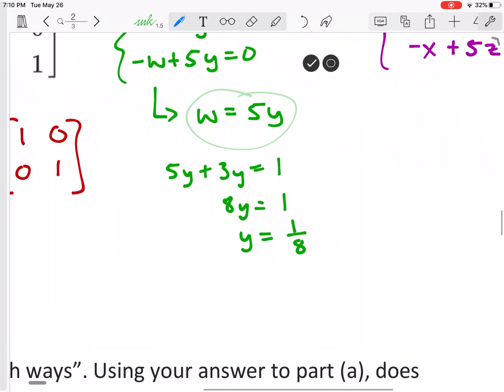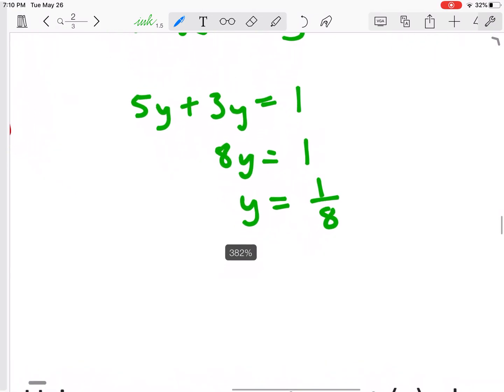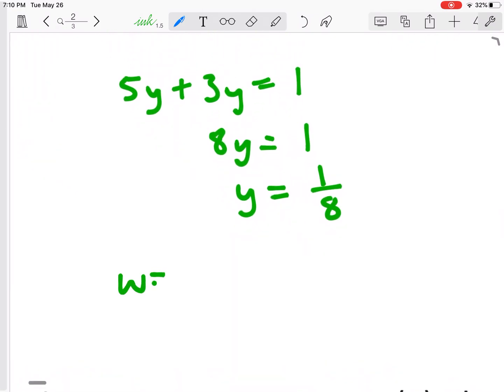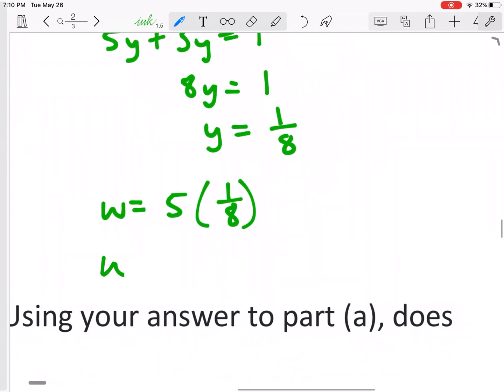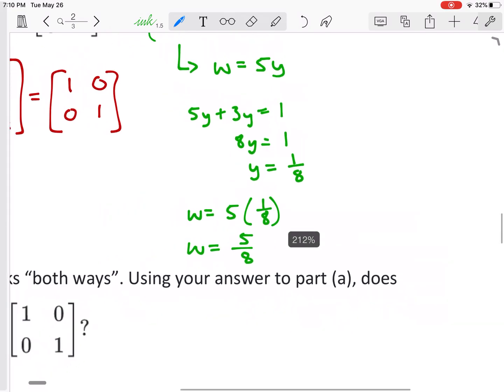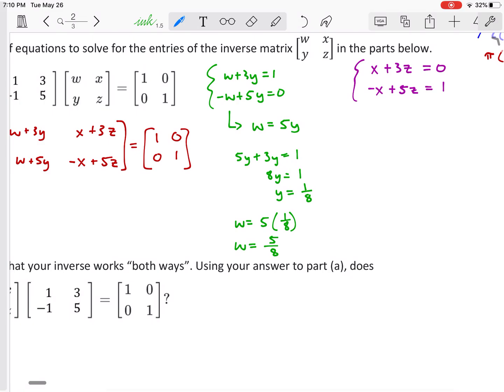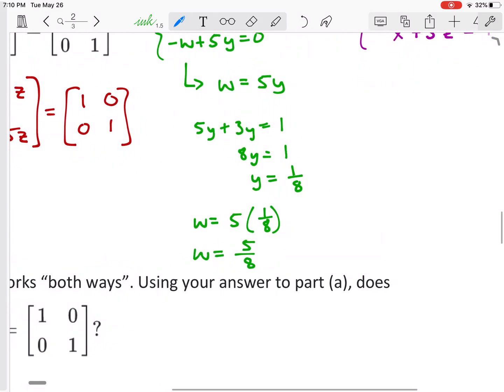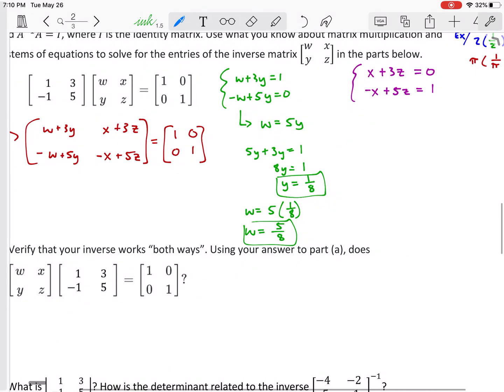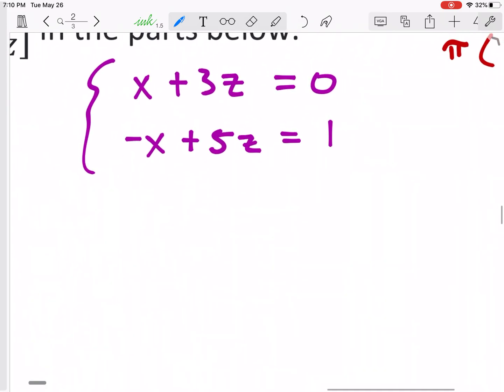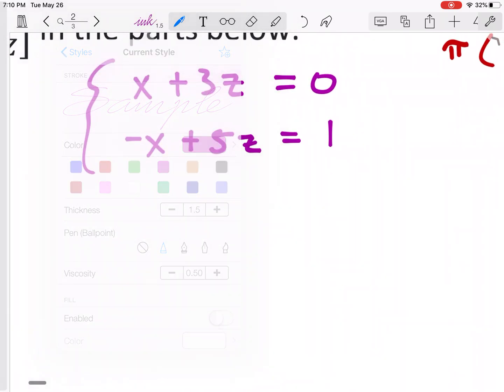We know what y is, but we still want to know what w is. I have an equation already solved for w. Let's plug into that. w should equal 5 times y. y is 1/8. So w will equal 5/8. So we just got two things that are really important here. We found y and we found w. Same idea in the other system of equations.